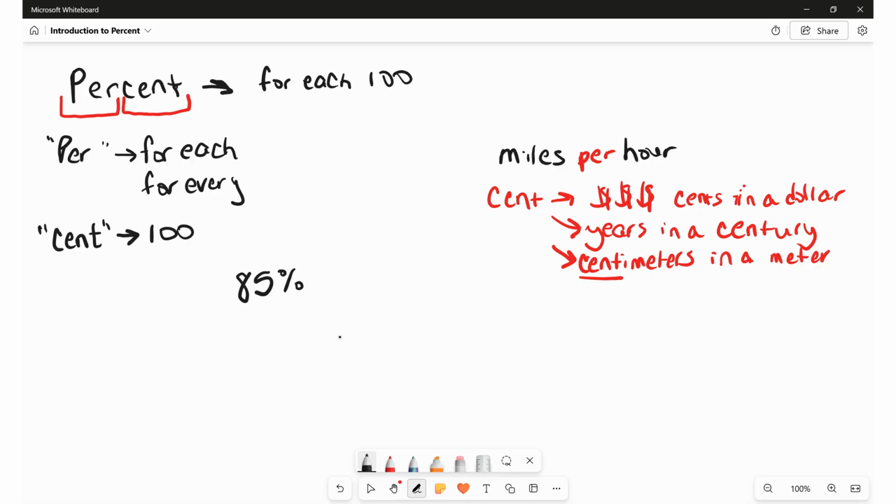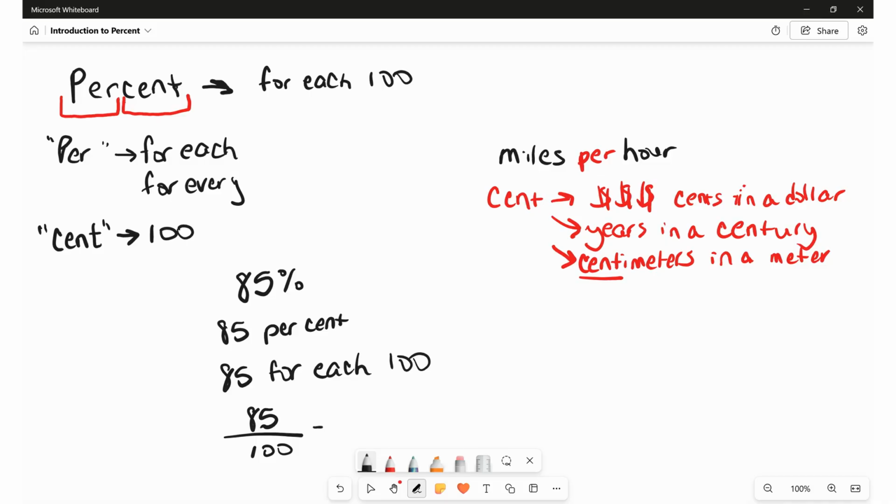So let's say that something is 85%. We can say 85 percent means 85 for each 100, 85 per 100, or you notice how this representation 0.85, this is 85 hundredths, and it also looks a lot like money. It looks like 85 cents.